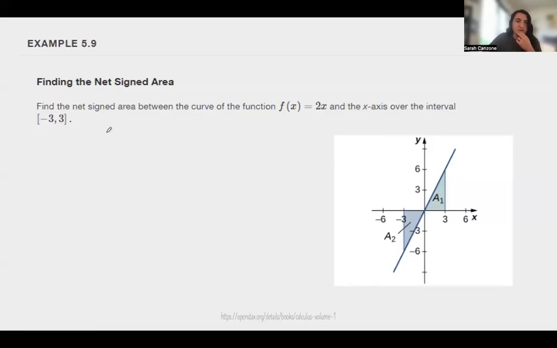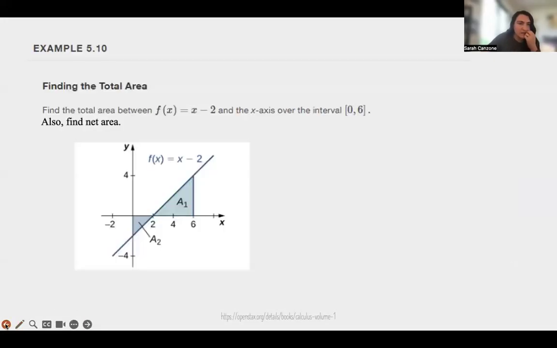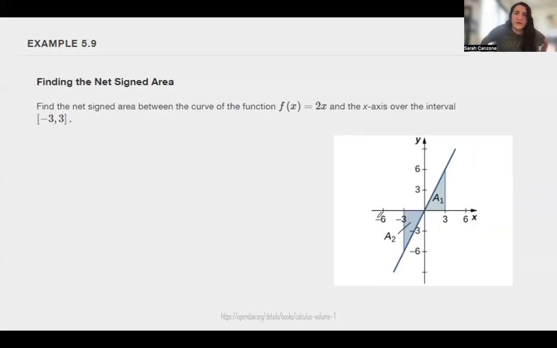All right, so let's find the net area of 2x over negative 3 to 3. All right. Let's see here. All right, let's just do it. So if we're looking for net area, obviously we need to know the area above the x-axis and then the area below the x-axis. And we have to compute those two things separately. So if we call this A1 and this A2, we can go ahead and compute the areas.